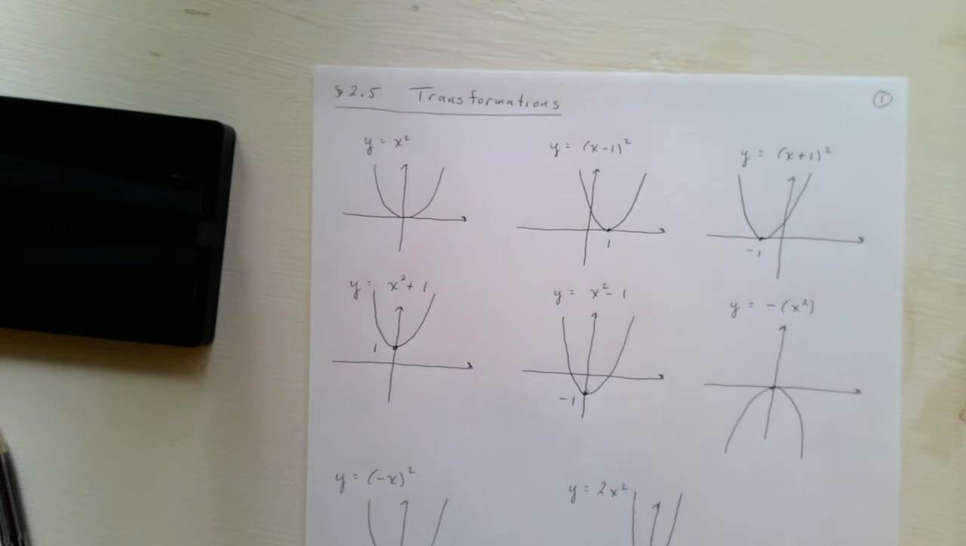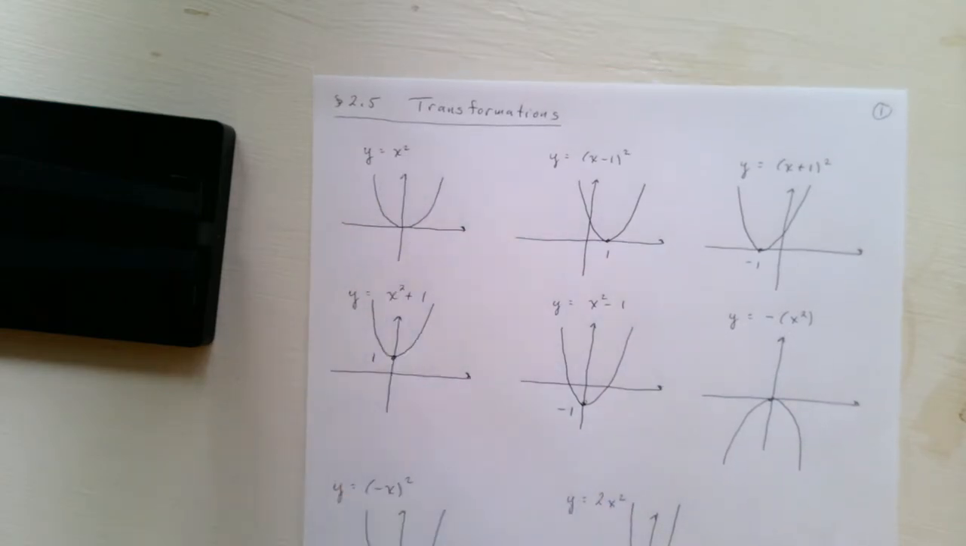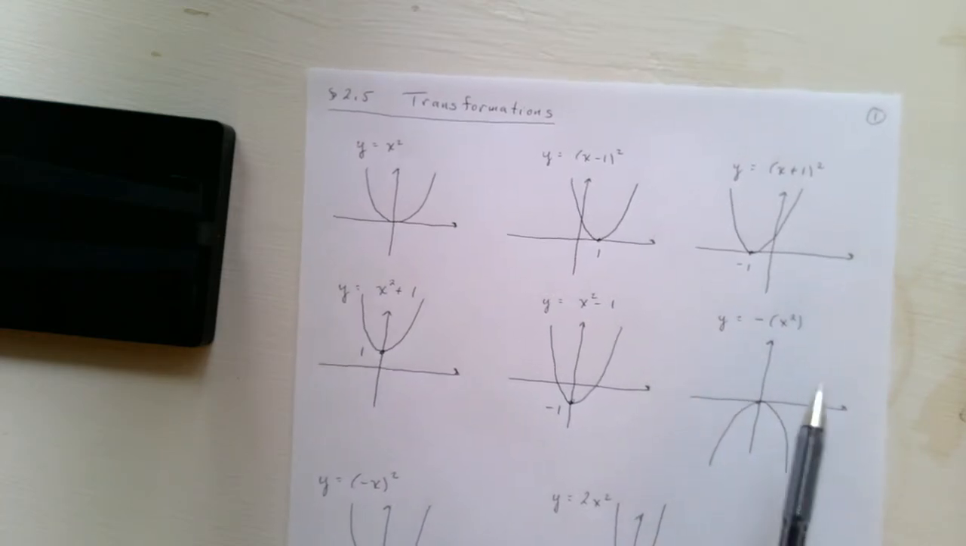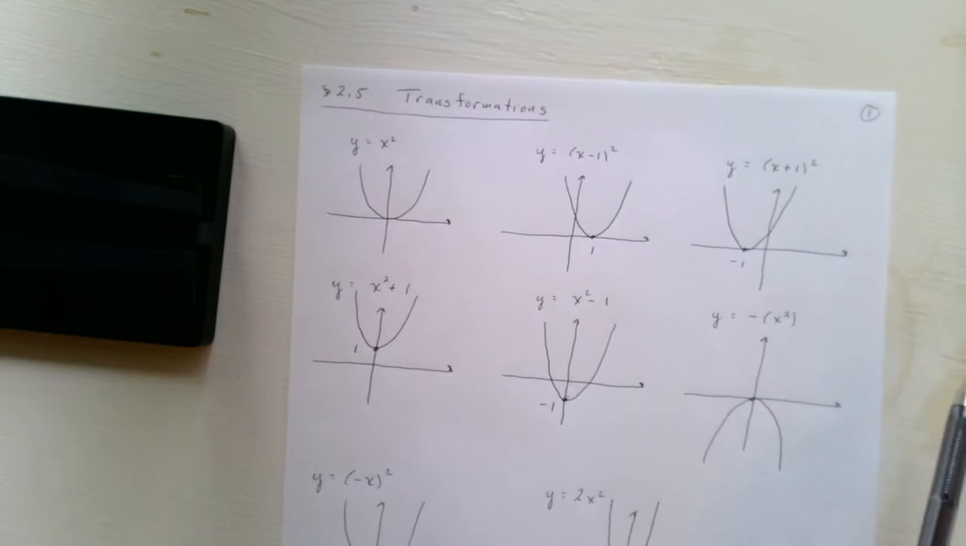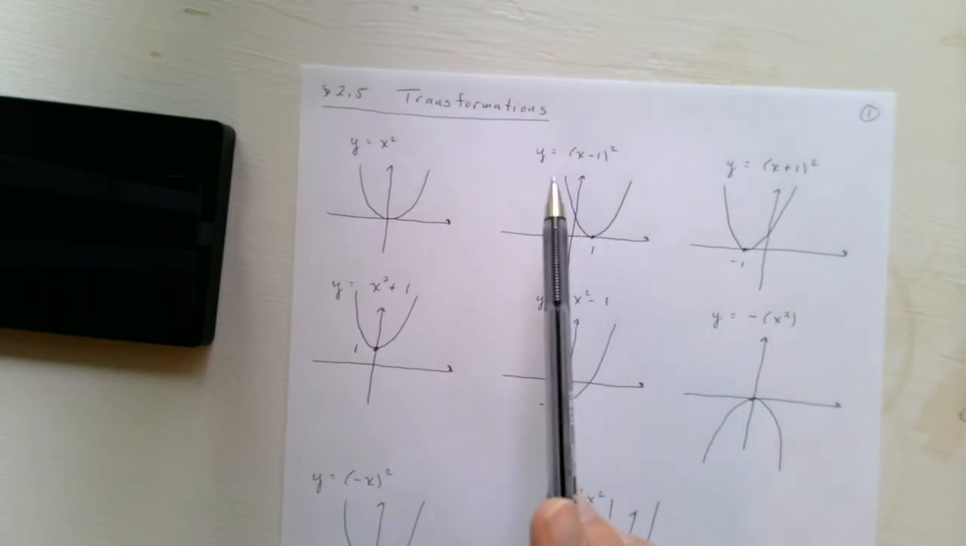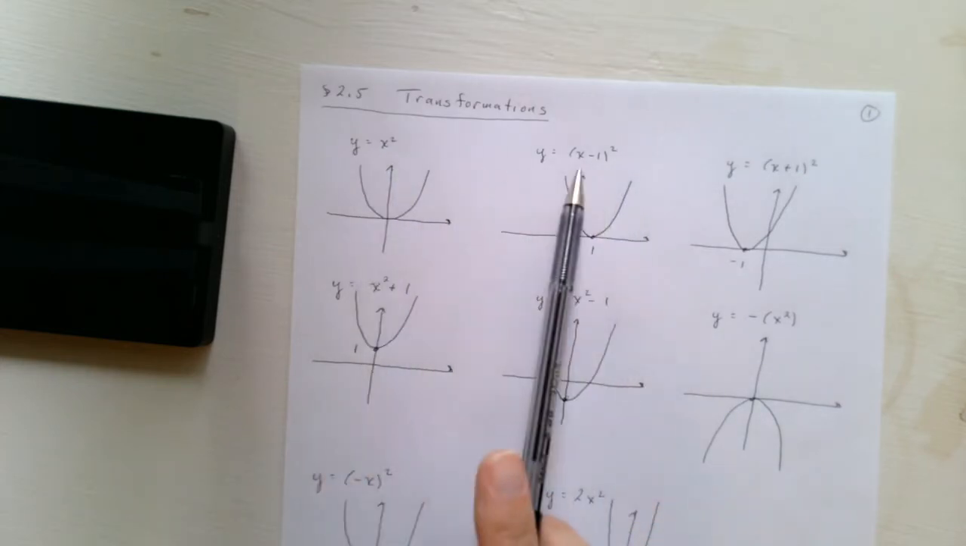And the key here is to see which substitutions correspond to which transformations. I want to start with an example here. Here's the graph of the square function, and then we have some graphs of some other functions, and you can see that, like in this first case, y equals x minus 1 quantity squared. All we've done here is replace x with x minus 1.